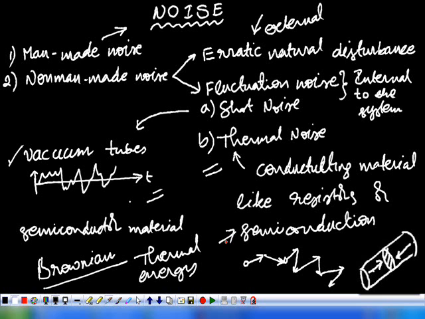Okay, you understood the difference between the shot noise and the thermal noise. The shot noise is due to the random generation of charged particles or electrons from the cathode of the vacuum tube. The thermal noise is due to the random motion of charged particles due to thermally acquired energy. That is the difference.